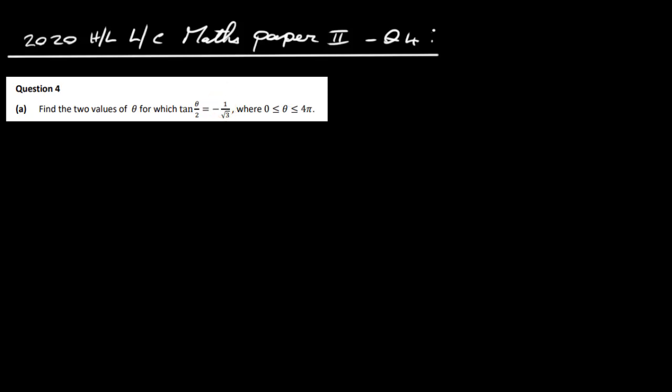The tan of something is going to give us minus 1 over root 3. But let's have a look at 1 over root 3 first of all. So if we take our x and y axis, and we look at 1 over root 3, so the tan of what will give us 1 over root 3? So the tan of pi over 6 will give us 1 over root 3. So our reference angle is going to be pi over 6.